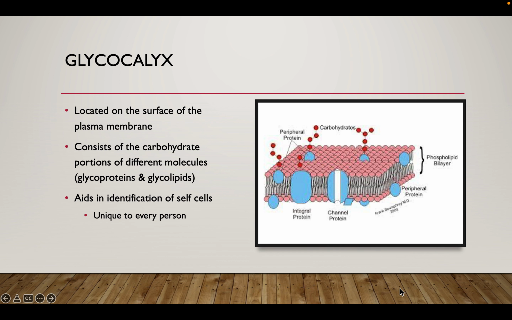So, you have glycolipids and glycoproteins. Glycolipids are carbohydrates attached to lipids. Glycoproteins are carbohydrates attached to different protein molecules. And what this glycocalyx does, and I'll show you a picture in the next slide, is serve essentially as an identity tag, something that our immune system and the rest of our body can look at and sense and be able to tell, okay, this is normal.